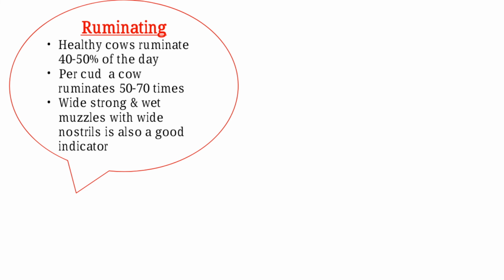Another signal is rumination, whether the cow is ruminating or not. Healthy cows ruminate 40 to 50% of the day. It means if a cow is eating 12 hours in a day, then it must ruminate around 10 to 12 hours, and per cud a cow chews 50 to 70 times, while wide, strong, and wet muzzles with wide nostrils are also a good indicator of health and dairy character.